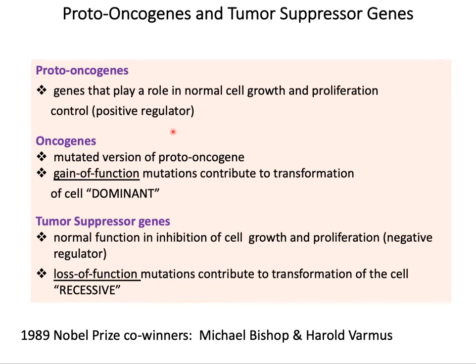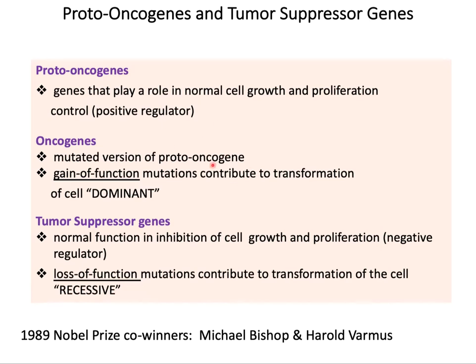Okay, so proto-oncogenes are not mutated, but when they are mutated, now they are called the oncogenes. Proto-oncogenes are the unmutated version of the oncogene, and it's the mutated version that we will see in a moment which contributes to the transformed phenotype.